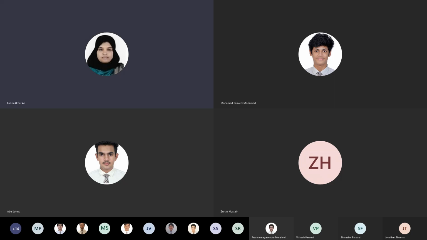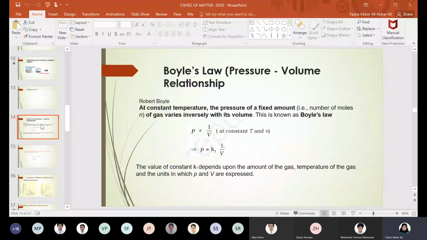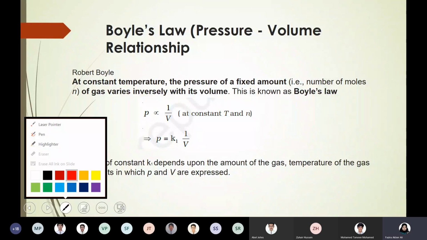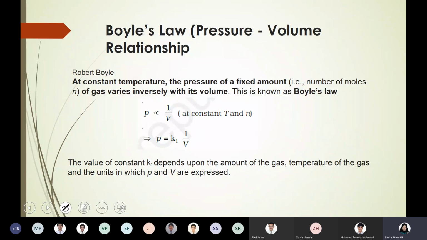Okay, anyway, let's continue with the, I think we were discussing the graphs for Boyle's law. As I said, at constant temperature, and if you take the mass of the substance as constant, then the pressure of a fixed amount of gas will be inversely proportional to its volume, and we can write P is equal to K into 1 by V, where K is the proportionality constant, which depends on the amount of gas, temperature, and the units of pressure and volume.